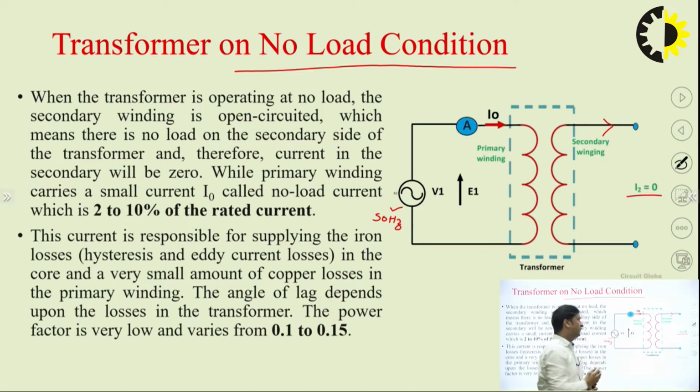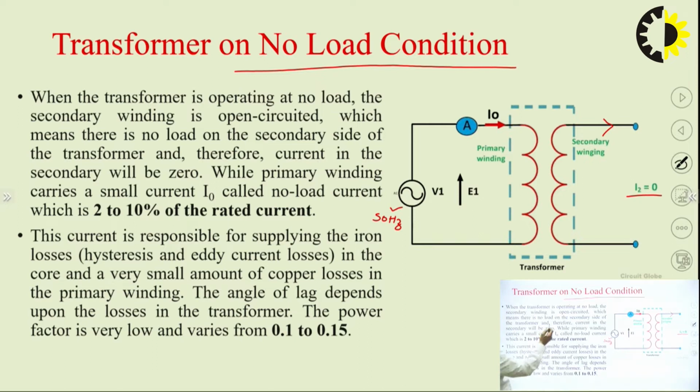When we apply the voltage, what happens? Some current will flow in the primary winding, and that current is basically very low. We call it the no load current. If we assume that there is no resistance and leakage reactance in the winding, let us find out how this transformer will work.